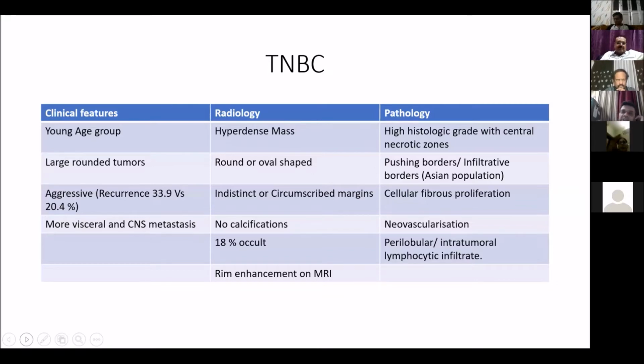On radiology, again, it's a hyperdense mass, round or oval, with circumscribed or indistinct margin, usually circumscribed margins. No calcifications are seen. 18% may be occult, and there's a characteristic rim enhancement on MRI. Pathologically, they are high-grade tumors with a necrotic zone in the center.